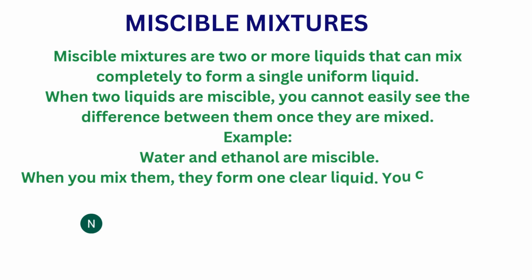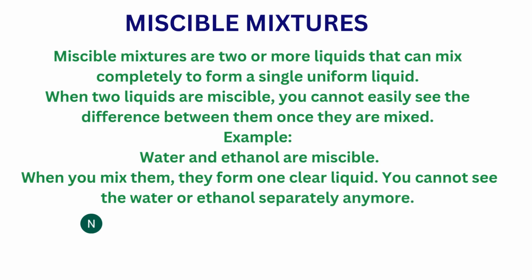If you mix, for example, ethanol and water, you will still see a colorless liquid because both of these two liquids, like you've seen them, they are colorless. So when you mix them in your container, you still have ethanol and water, but you cannot separate them. You cannot see which one is which. That uniform mixture you make is what we call a miscible mixture.